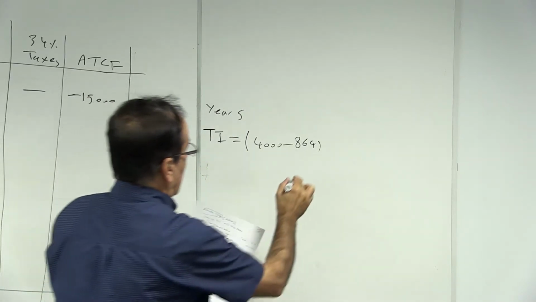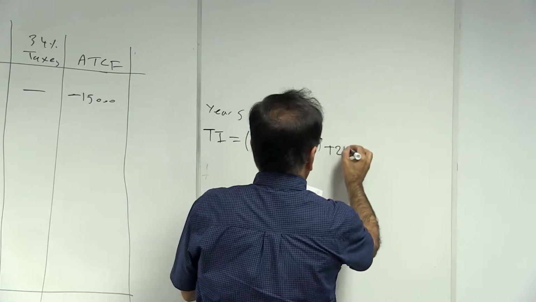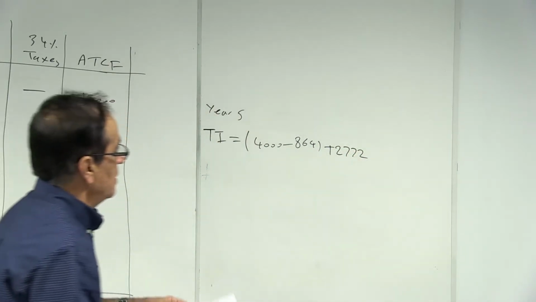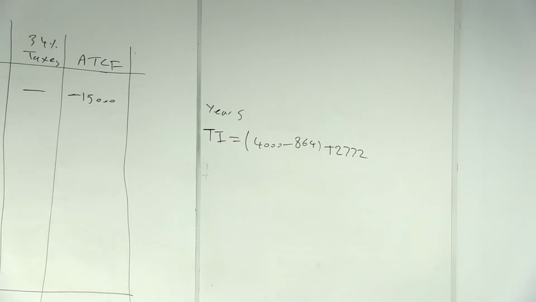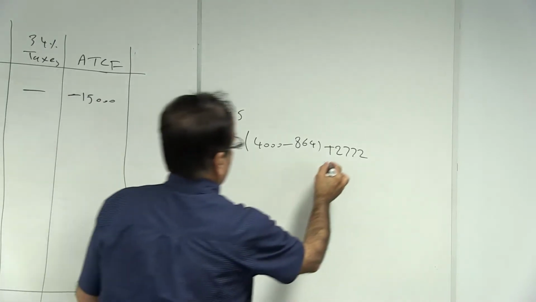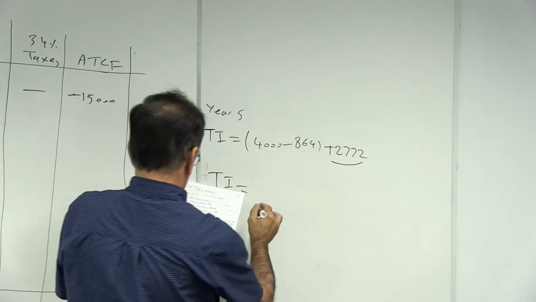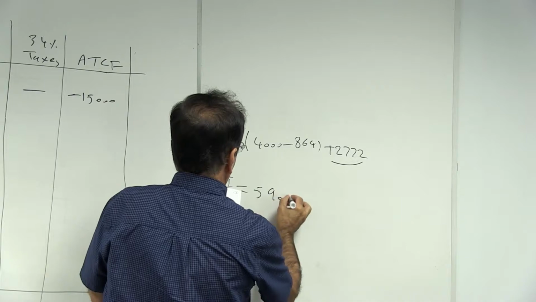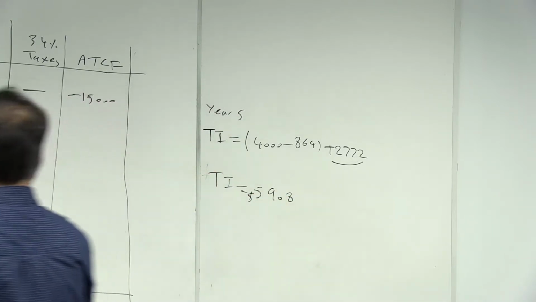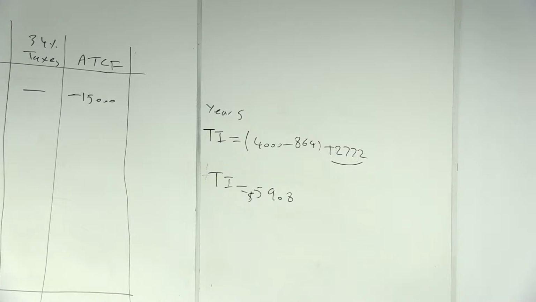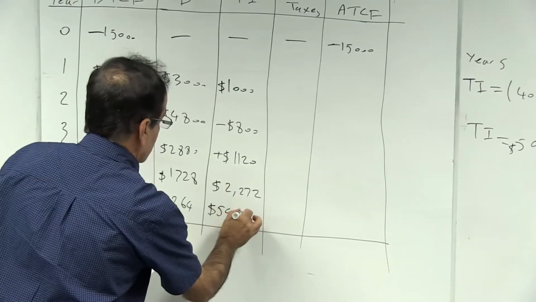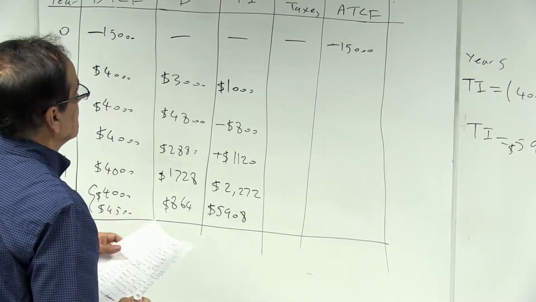So what we're going to do here, we're going to add 2,772. Why are we adding this? Because you depreciate a little more than you're allowed to. So you're allowed to depreciate to 10,500, but you depreciate up to 13,272 because it's on capital gain. So you have to pay tax on it. So it means your taxable income for year 5 is going to be equal to $5,908. So that's why I did this one separately. It's different from previous years. So it's going to be $5,908.